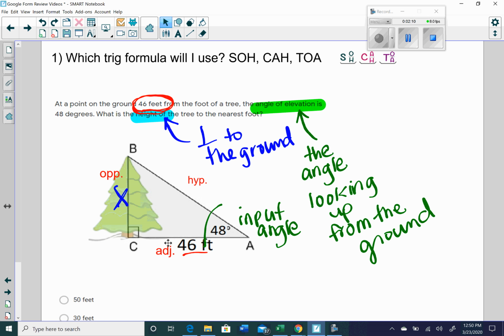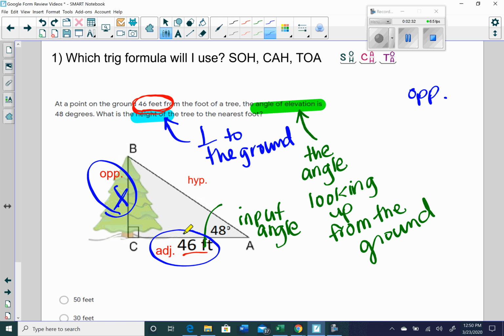Now, when I'm determining which trig formula to use, I need to remember what all these letters stand for. So when I'm looking at my diagram, I see that my opposite side is the unknown. So I'm looking for a formula that involves OPP for opposite. And 46 is the length of the ground. That is another piece of information I have. So I'm also looking for something that deals with the adjacent side, ADJ. And the only trig formula that has both opposite and adjacent in it, O and A in it, is going to be TOA. So soh is missing the adjacent, and cah is missing the opposite. So now I know which trig I'm going to use.